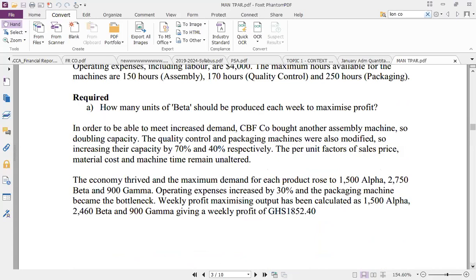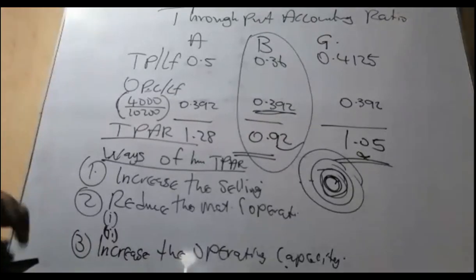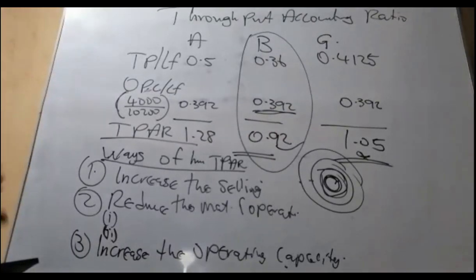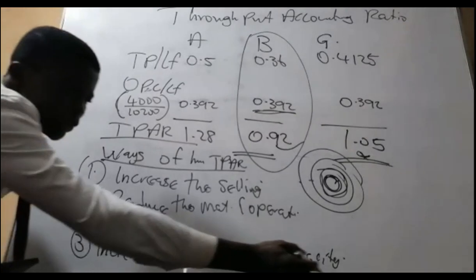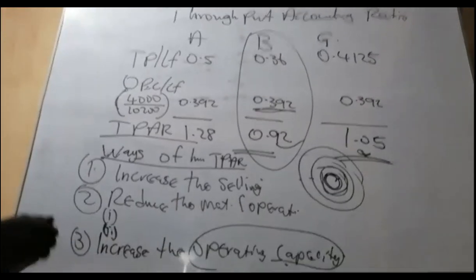Yes, we are reading from the scenario first. There was a scenario then. So in order to be able to meet the increase in demand, the company bought what? Another assembly machine. Wow. They bought another assembly machine, which is in line with what? Increasing the operating capacity, right? How do we get it? So meaning we are heading towards that level.